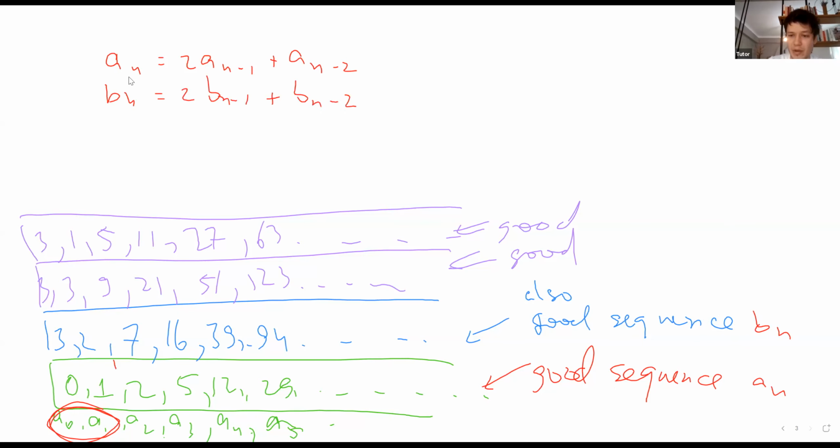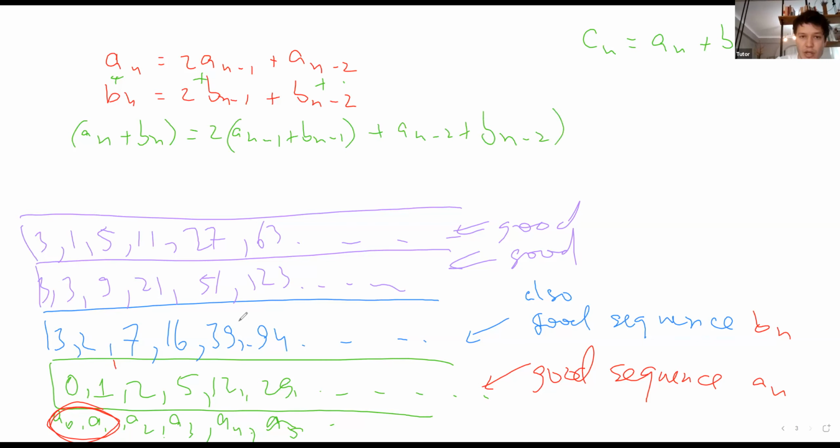Now, here is the thing. What is happening if I were to create a new sequence, let's say the sequence CN, which is going to be AN plus BN? Well, then look at this. If I were to sum these two, I need to sum this two and I need to sum this two. So basically, AN plus BN would be 2AN minus 1 plus BN minus 1 plus AN minus 2 plus BN minus 2. So if you take two good sequences and sum them, you get another sequence CN. Now you can plug in the numbers: AN plus BN, which is CN, is equal to 2 times CN minus 1 plus CN minus 2, right? Do you guys see this? The two of this is going to be this term, and the two of this is going to be this term.